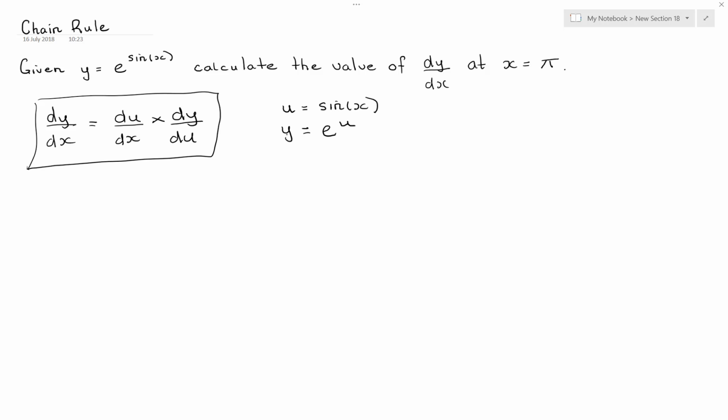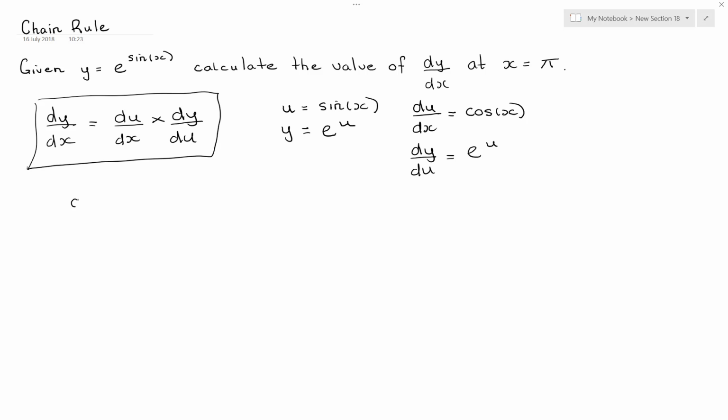So now we've defined our y and our u, we need to also find du by dx and dy by du. So du by dx requires us to differentiate the u with respect to x. So we get sine x differentiates to cos x. And y, when we differentiate it with respect to u, well, that just stays the same. Recall, when we differentiate the exponential function, it stays exactly the same.